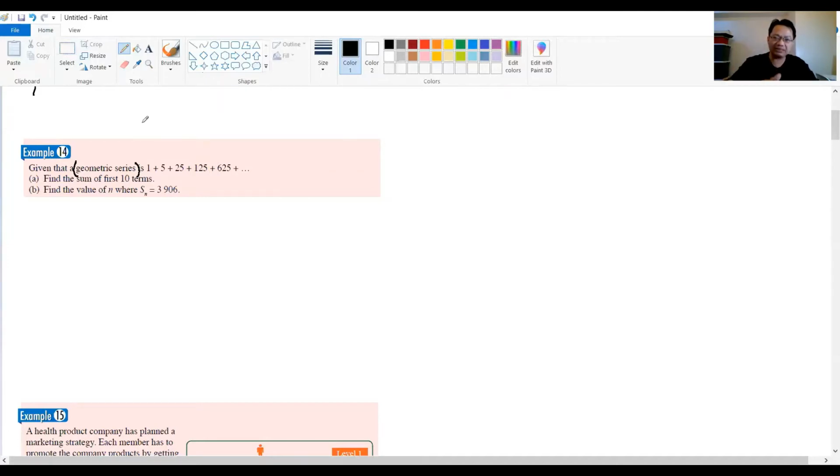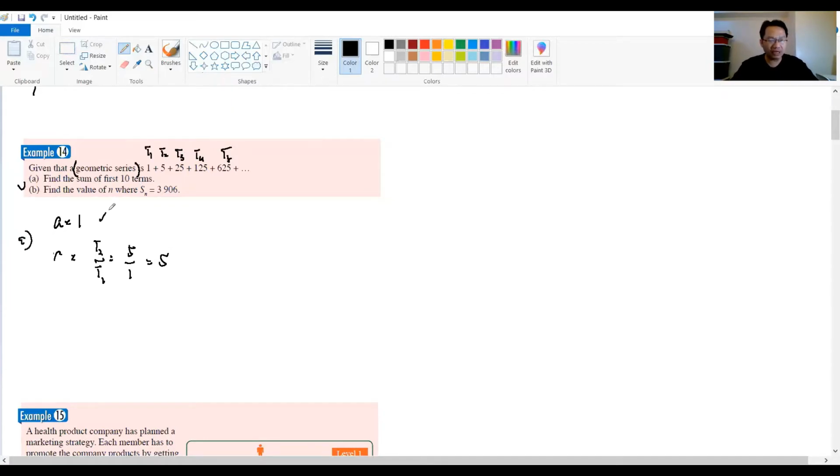Guys, if you have this kind of question, don't worry. Number 1 is your first term. First term, A, is 1. This is your second term, 5. This is your third term, your fourth term, your fifth term, etc. So this is a GP. We need to identify A, and we also need to identify the value of R, the common ratio. How do we find the common ratio? It will be T2 over T1. So from here it is 5 divided by 1, so we get 5. This is the first question, A.